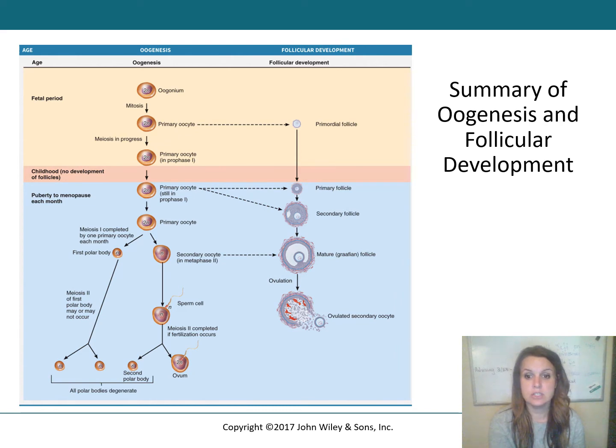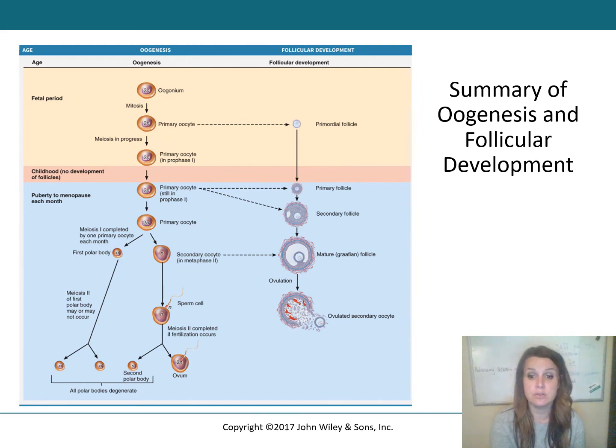And then in early childhood, there really is no differentiation occurring. It's not until puberty hits that the primary follicles start to develop. So they go from being a primordial follicle to a primary follicle. And again, if you look here, you see that the oocyte that's in the center of the primary follicle is still considered a primary oocyte.